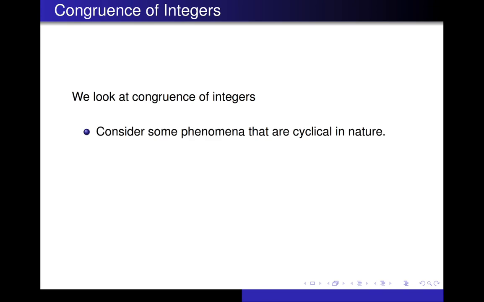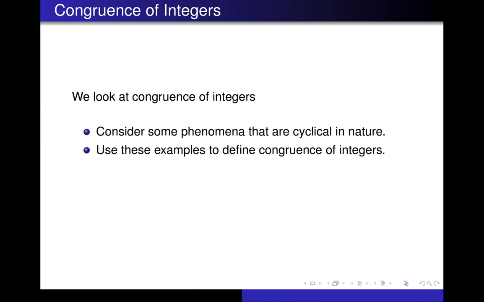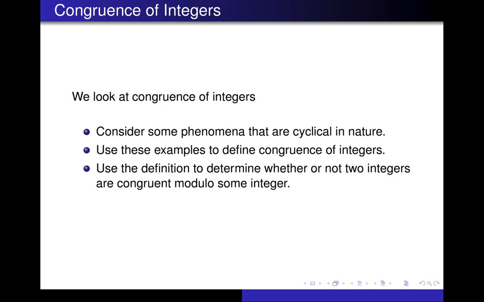So now we're going to take a look at something called the congruence of integers. First, we're going to consider some phenomena that are cyclical in nature. Then we're going to use these examples to define what it means for integers to be congruent. And then we're going to use this definition to determine whether or not two given integers are congruent modulo some other integer. This sounds a little bit vague now, but it'll be more precise when we get there.